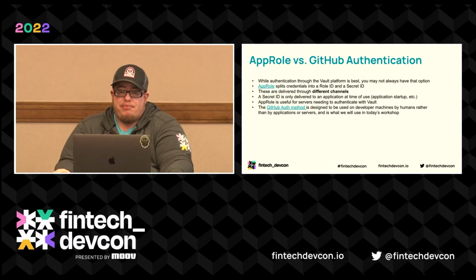Another thing is app role is really useful for servers that need to authenticate with Vault. So if you're running a server that needs to authenticate, you're going to want to look at app role first. The GitHub auth method we're using today is going to be used by developers and by humans rather than by applications or servers. So that's what we're working with today.